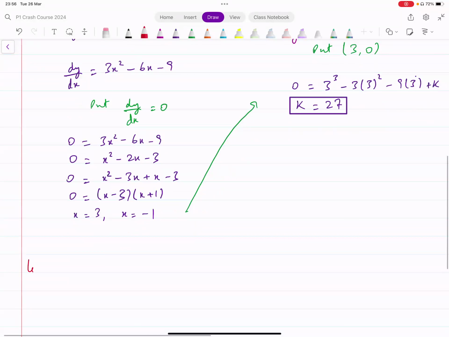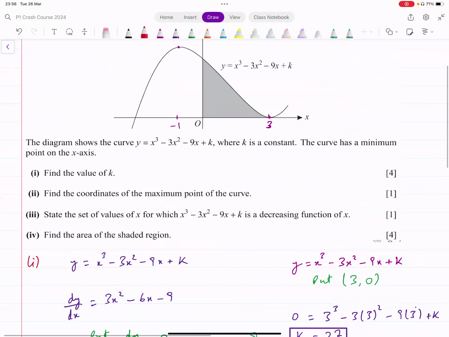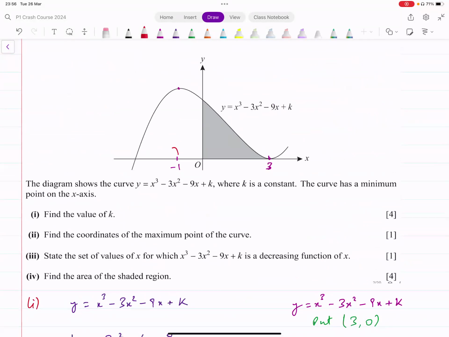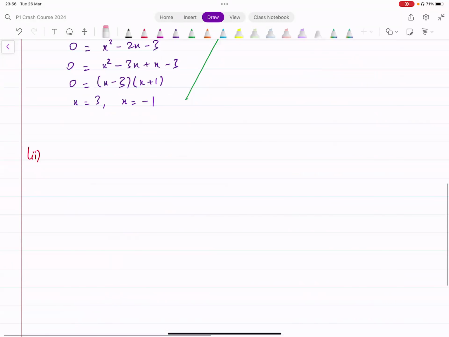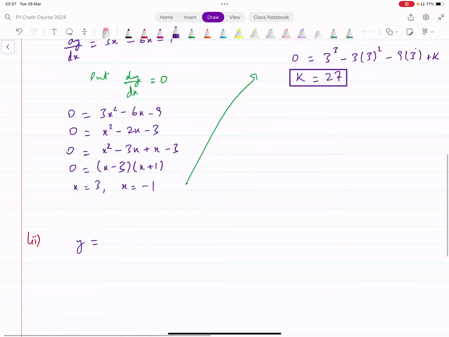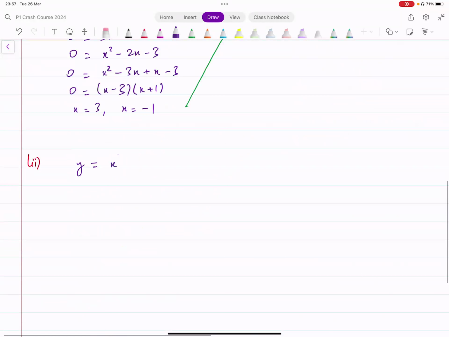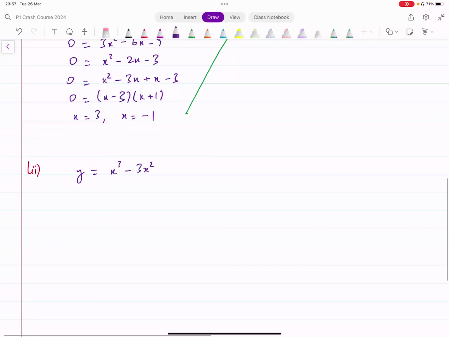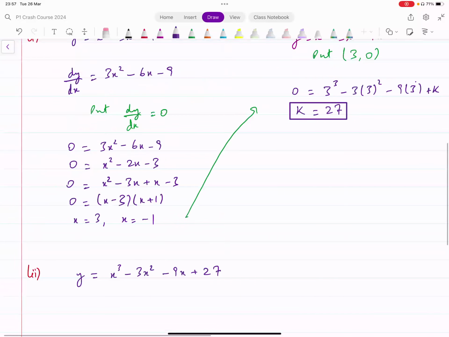Okay, let's look at the second part now. The second part says, find the coordinates of the maximum point on the curve. Now we already know the x coordinate of the maximum point, right? We found that in the first part. What about the corresponding y coordinate? We can just put that in the equation. The equation is y equals x cubed minus 3x squared minus 9x plus 27, right? That's the equation of the curve that we've got.